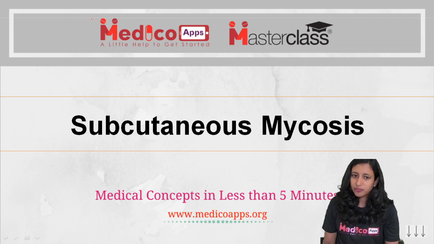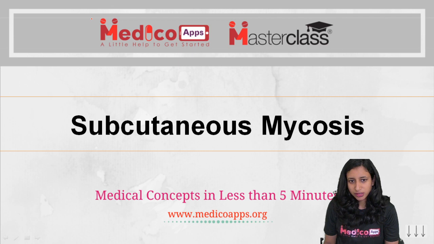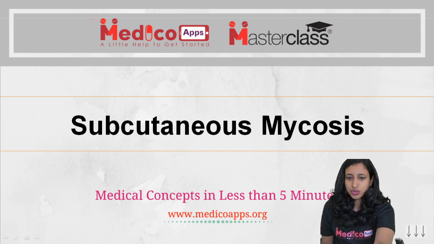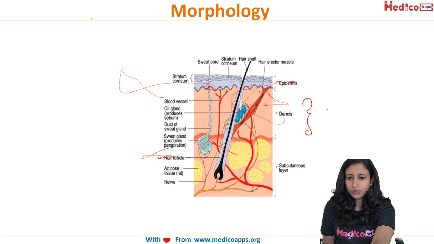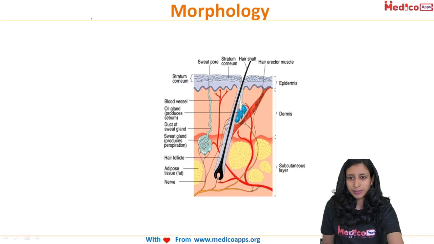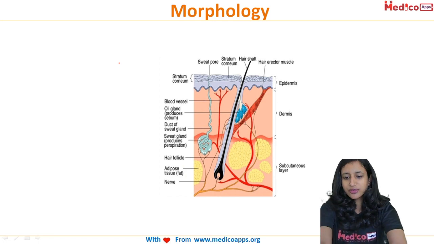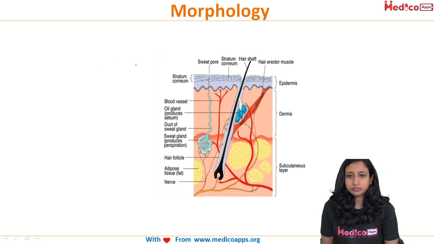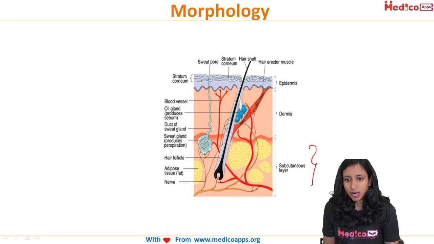So if you remember, we've been reading about superficial mycosis, where we've spoken about dermatophytosis, but these usually involve only the keratinized areas. But now we're talking about the involvement of subcutaneous tissues. So what do you understand by this? So when I say subcutaneous tissues, I am referring to the involvement of this particular area along with the epidermis and dermis.